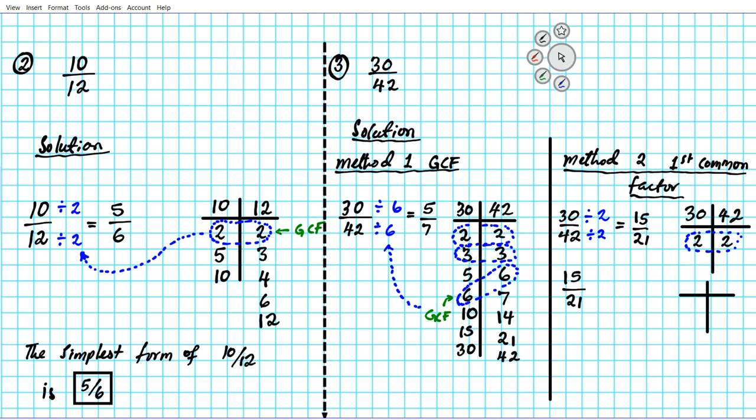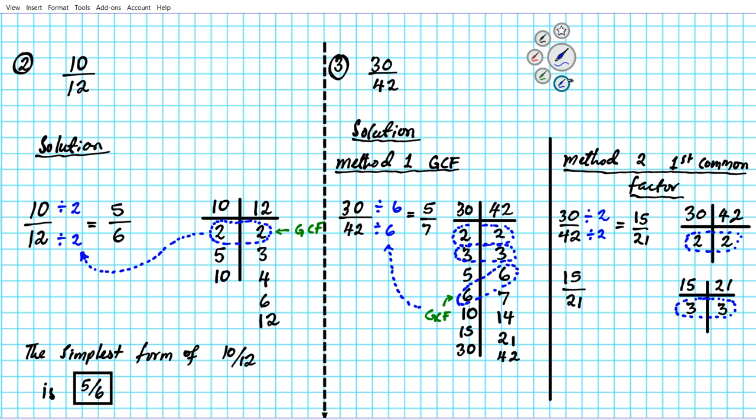What's the first common factor of 15 and 21? They're both odd, so we know 2 doesn't go into them. How about 3? Does 3 go into 15? Yes, 3 times 5 is 15. Does 3 go into 21? Absolutely, 3 times 7 is 21. Oh, we found another factor. 3 is another factor. Is it the only other factor that's left? Well, we don't know. We're just looking for the first common factor.